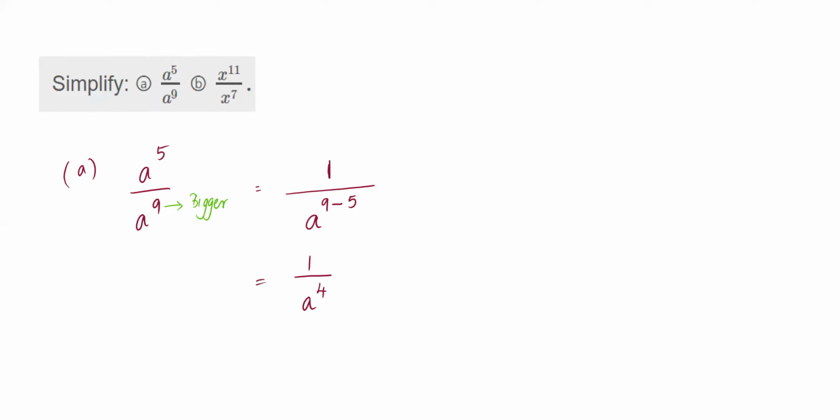Again, if you were to check this by concept, if you expanded it, you'll have everything cancelled off on the top, leaving you with 4 A's in the bottom, and that will become A power 4.